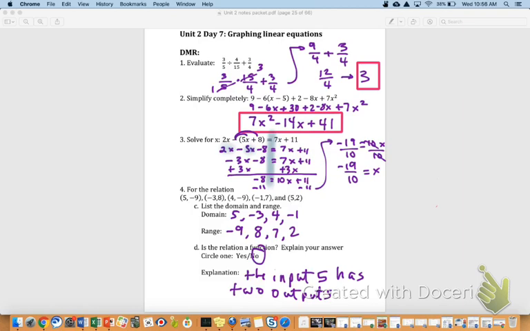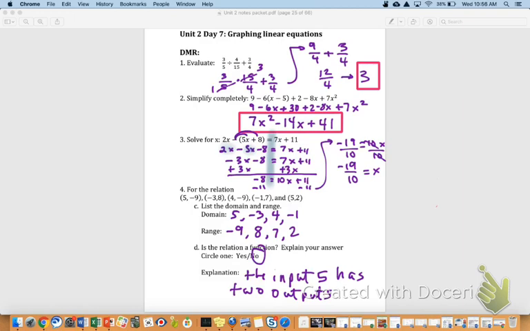What about the explanation? I put up there the input 5 has 2 outputs. I would make sure that you understand why that is. If you look at it and you're like, input, schminput, output, well, what? I don't even know what you're talking about. Like, that would not be a good place to be, right? I'd want you to say, what is an input? We can talk about that.